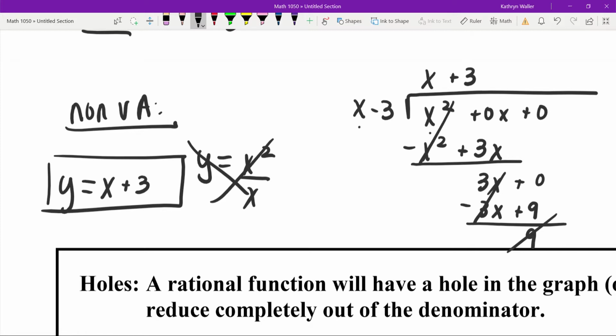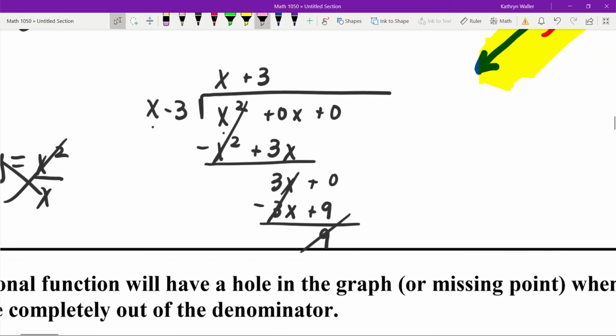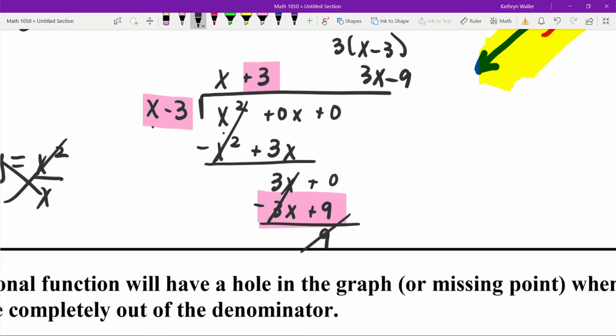How'd you get plus 9? Say it again. You got negative 3x. A lot of people struggle with that. So how do I get these? I took the 3 and I distributed it to x minus 3. That's 3x minus 9. Change the signs. That's what I have right there.